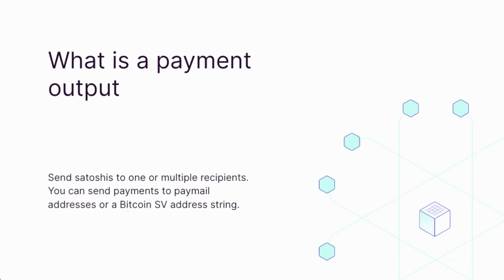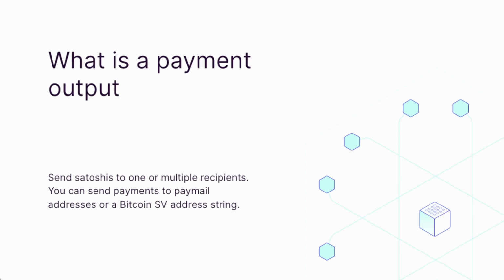So, what is a payment output? A payment output allows you to send a payment to either a PayMail address or a Bitcoin SV address string. A PayMail address allows for an easier identity service, essentially creating an email address for users to send and receive BSV from. Further, payment outputs also require a Satoshis property containing an integer defining the amount of Satoshis that will be sent to the respective recipient.